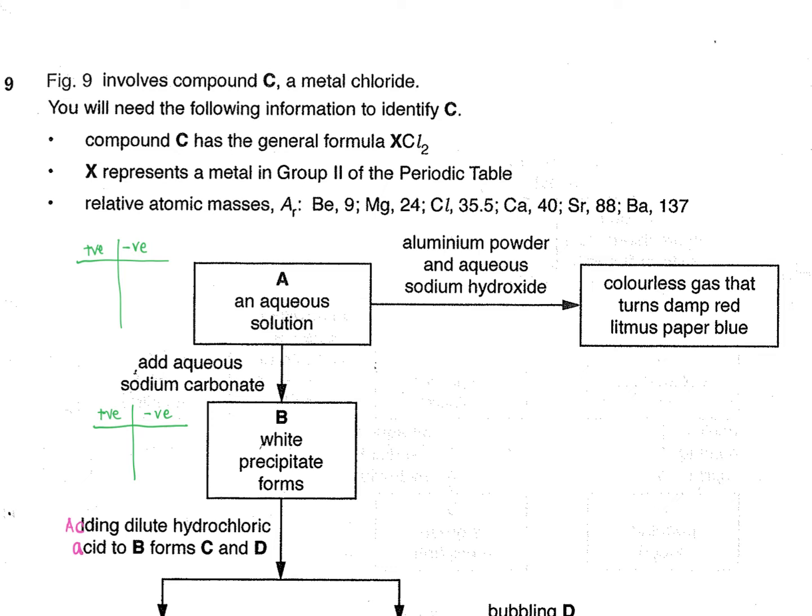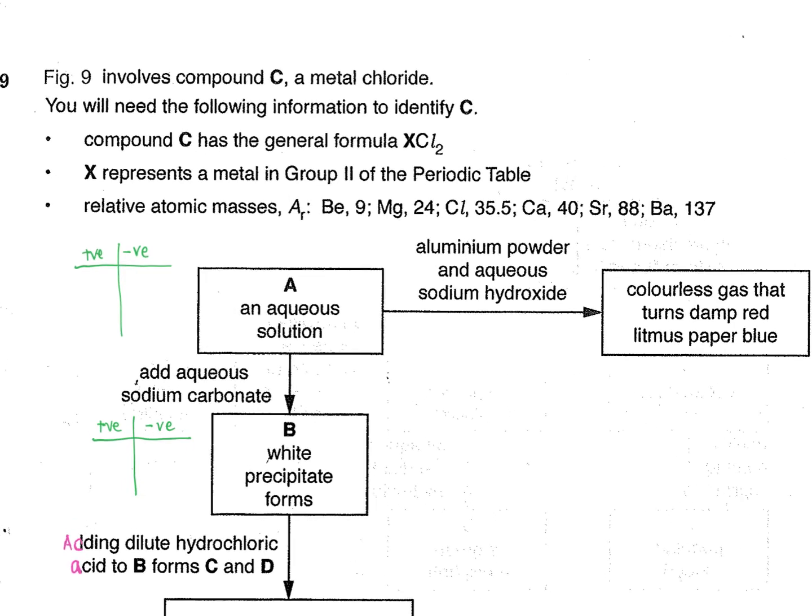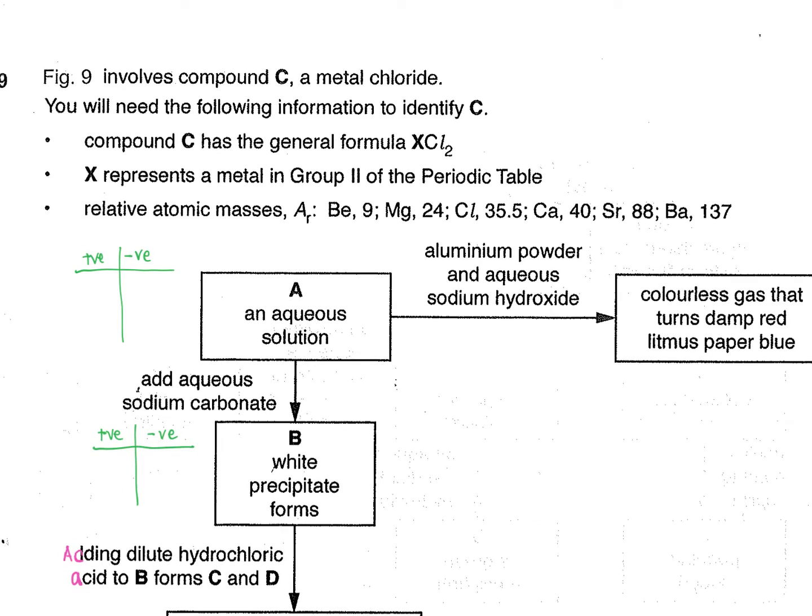Okay, so basically if you look at this, you always have the tendency to go into the flow chart. Don't do that. Okay, so you read the information given. Usually they don't give you so much information. If they give you information, it means you must know how to make use of that. So the first thing I need you all to pick up is the fact that you are given a compound C that comes with this general formula XCl2.